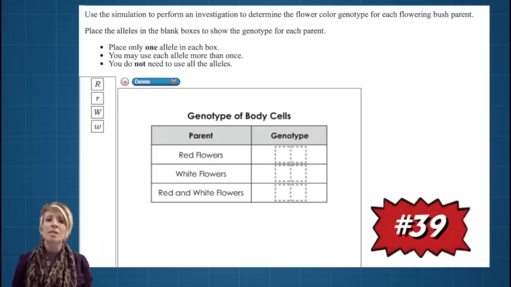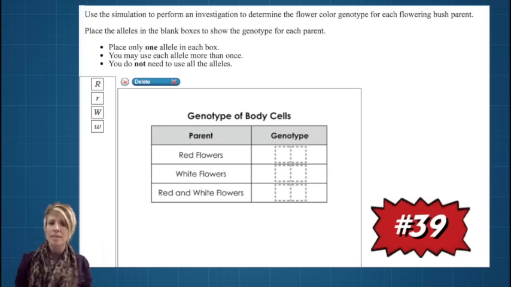It says, use the simulation to perform an investigation to determine the flower color genotype for each flowering bush parent. Now remember, genotypes are the letters, the actual alleles. Place the alleles in the blank boxes to show the genotype for each parent. It says, place only one allele in each box. You may use each allele more than once, and you do not need to use all the alleles.